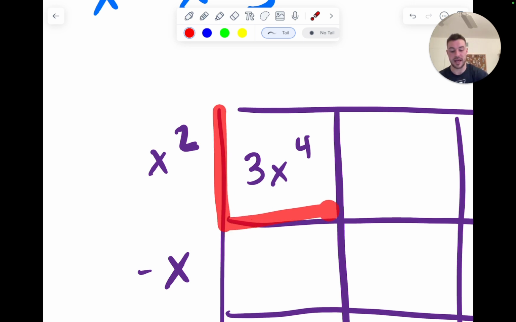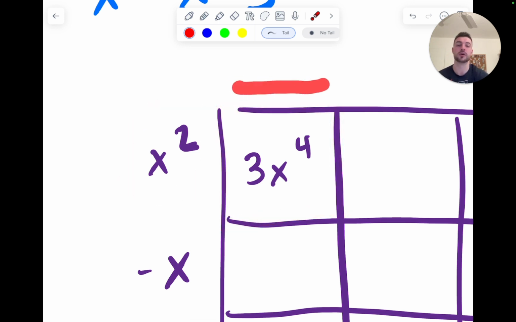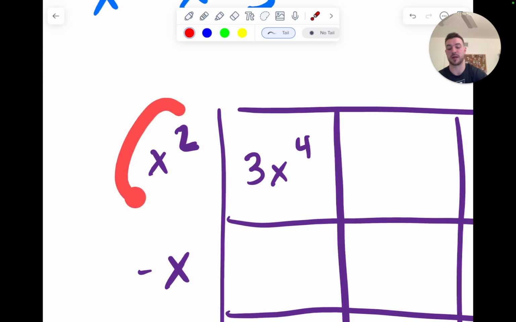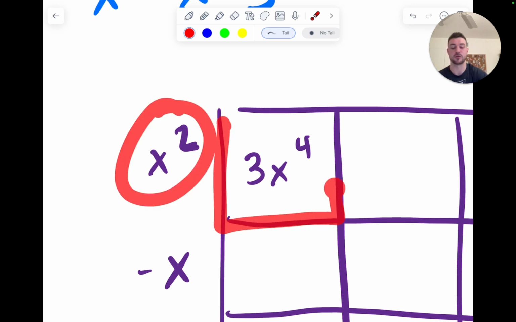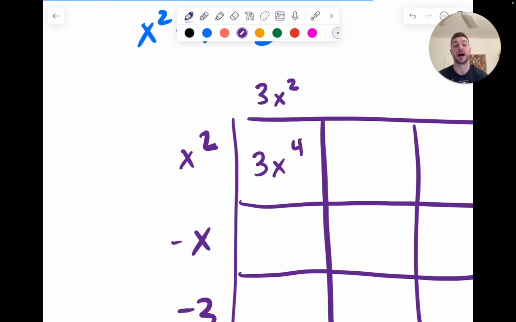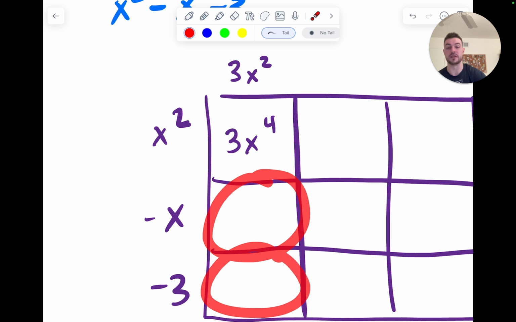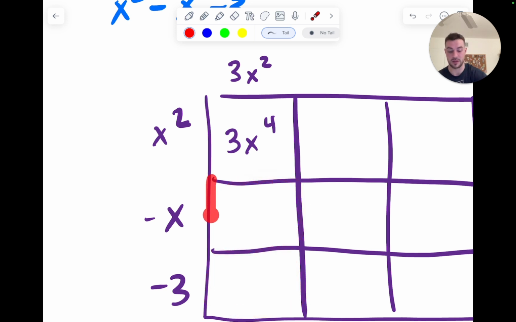Think about the area model idea. I know that the area of this rectangle is 3x to the fourth. I also know one of my side lengths is x squared, so I need to think about what would go up top that when I multiply by x squared, I get 3x to the fourth out. Well, hopefully we realize that that is going to be a 3x squared. What I'm now able to do is fill in the area of these smaller boxes because we have the length and the width of each one.